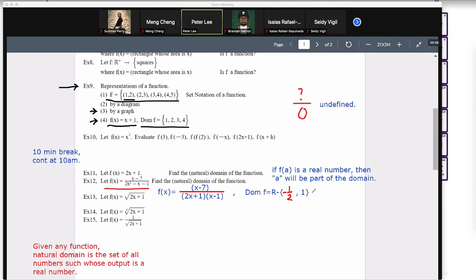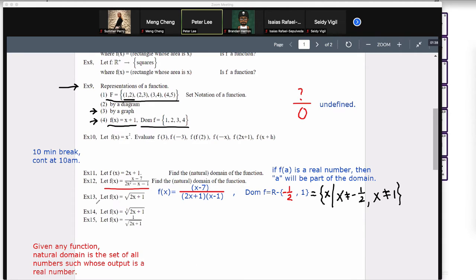Or you can write the set this way. How about this? You can write it this way too. The domain is equal to the set of x such that x is not negative half and x is not 1. You can write it this way too. So that is the domain. So that's the natural domain. If the domain is not specified, then that will be the natural domain.